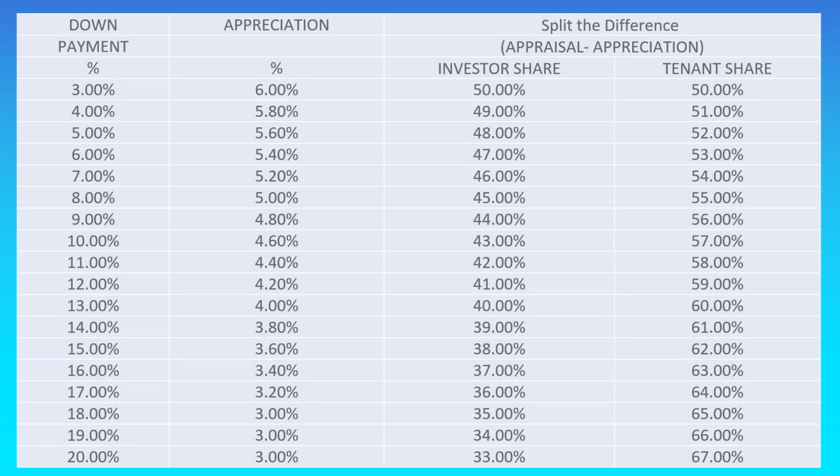Let's say the client is putting 8% down for this deal, on $500,000, that will be $40,000. So the appreciation calculated will be 5%, and the split of the difference between the appraised value and the appreciation will be 45 and 55. We'll just take the example that we'll calculate this way, that at the end of the 3-year contract, let's say the price appreciates. So what will be the potential income?